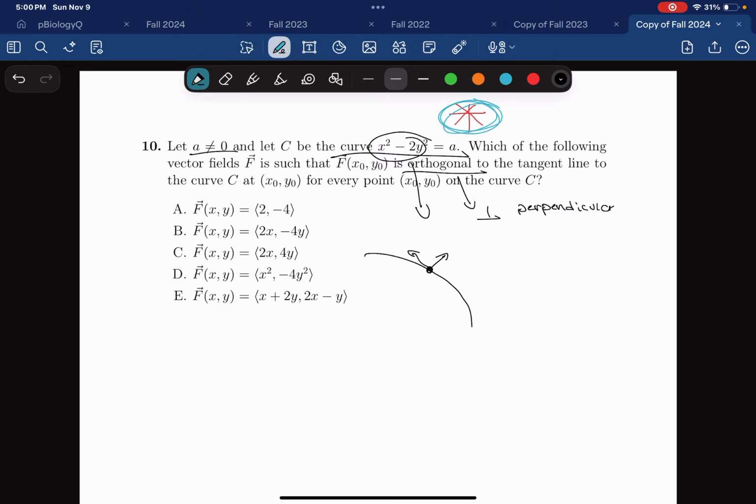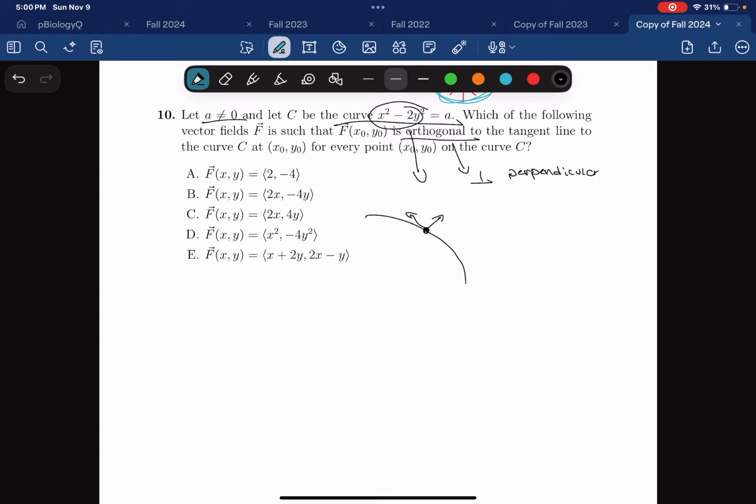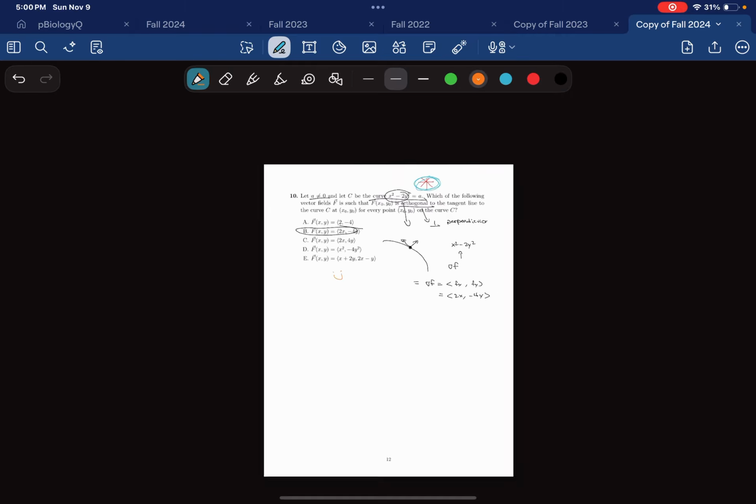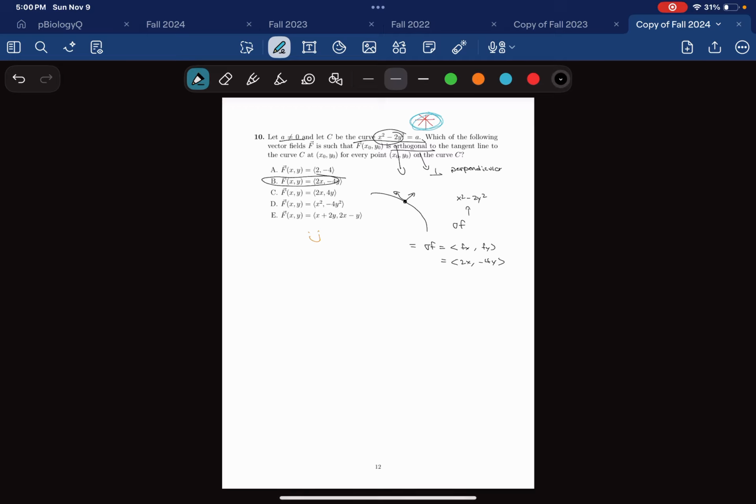And what you should know is that in order to find the vector field of this, you simply have to find its gradient. So in this case, the gradient is equal to partial derivative at x, partial derivative at y, which equals 2x and negative 4y. So looking at our answers, that'd be answer B. So yeah, this is a good question to know. Highly recommend knowing this concept.